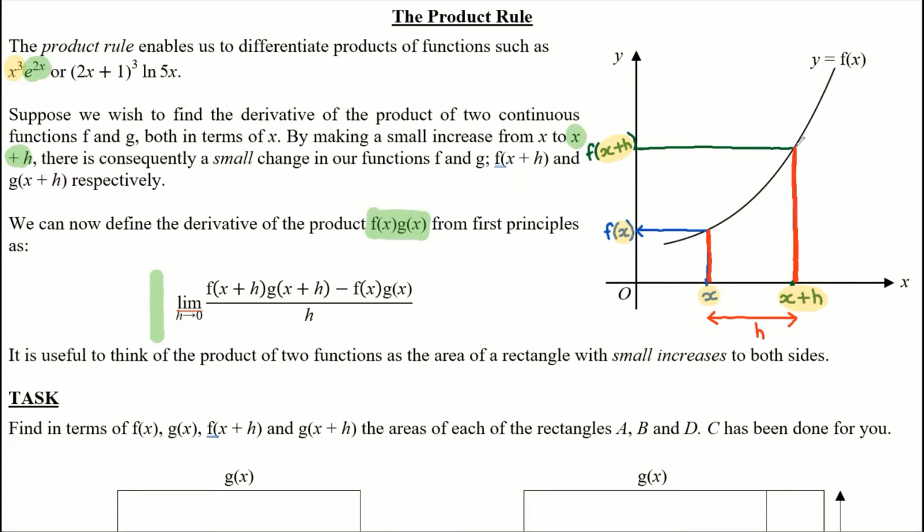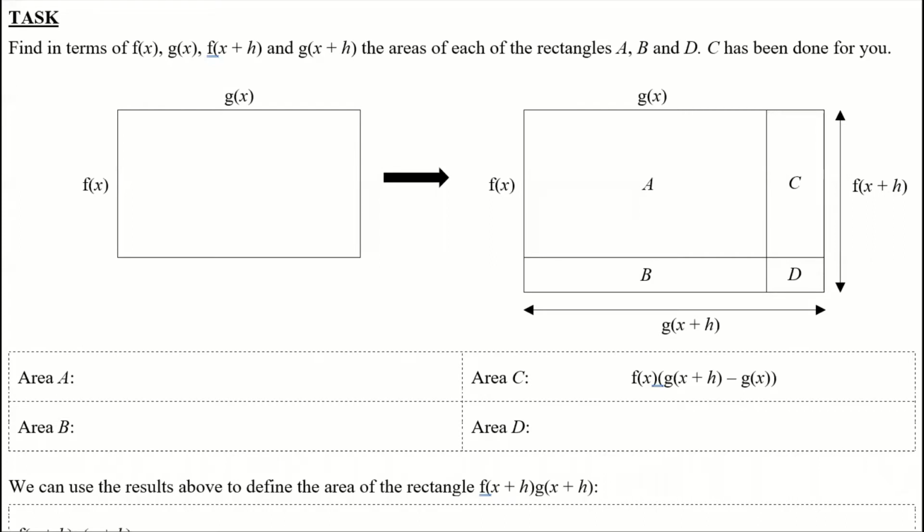And you can do exactly the same idea with g, okay? I've just chosen f as an introduction to the idea of how the x input and the x plus h input affects the output, okay? So let's move on to the main task, which is we're going to build up a proof of the product rule. Okay, so the next bit is a task for you, and I would like you to pause the video, and you're going to find some expressions for the areas of the rectangles A, B, C, and D.